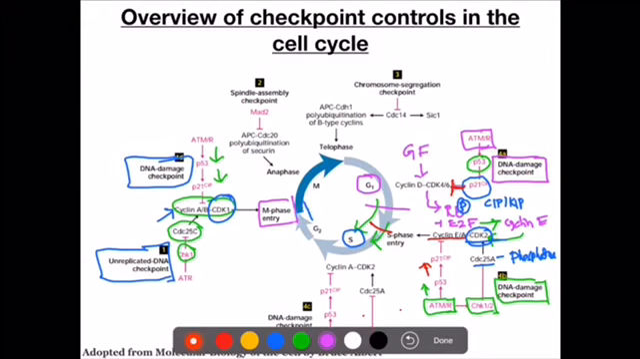Next, two other checkpoints are there. One is in anaphase of mitosis, another one is in telophase of mitosis. Two checkpoints are present here: one is the chromosome segregation checkpoint, another one is the spindle assembly checkpoint. In response to abnormal spindle fiber formation, this MAD2 protein gets activated, and activated MAD2 protein inhibits the anaphase promoting complex.